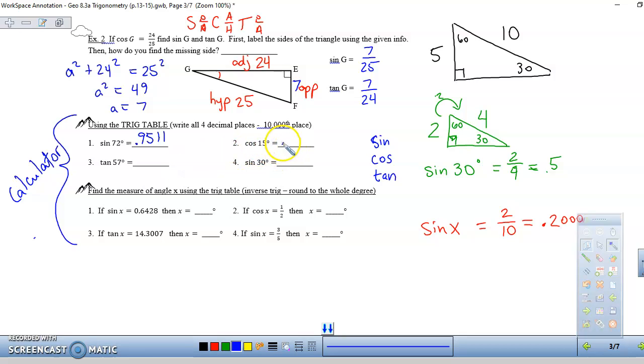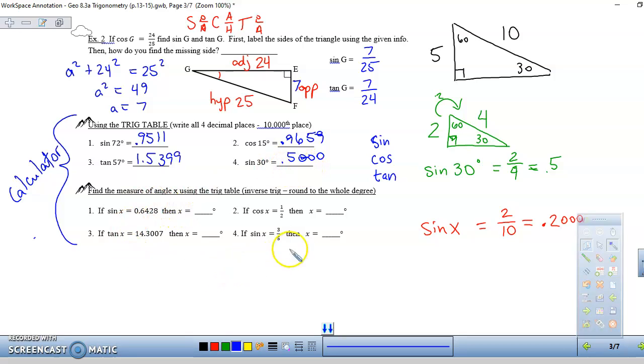Okay, welcome back. Your answer here should be 0.9659. Tangent of 57 is 1.5399. And then sine of 30 is actually just 1/2, so 0.5. To put 4 decimal places, you put the 3 zeros on the end, but those aren't actually necessary. You can just write 0.5.